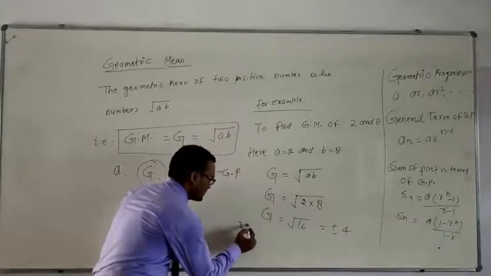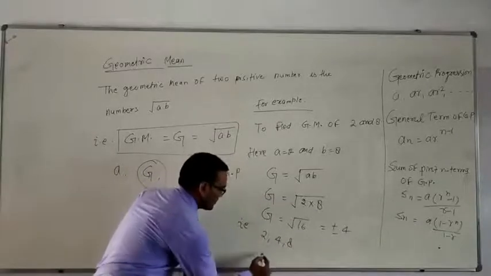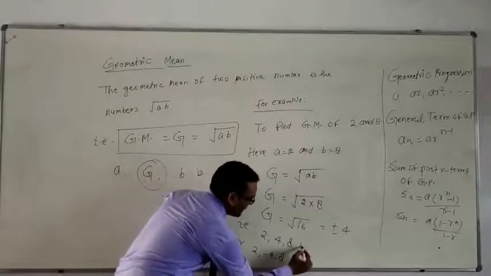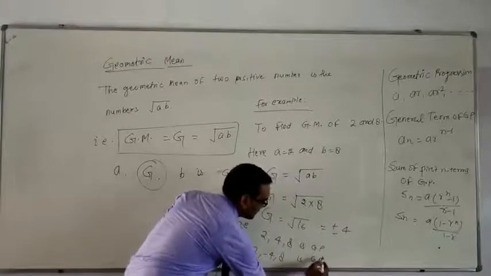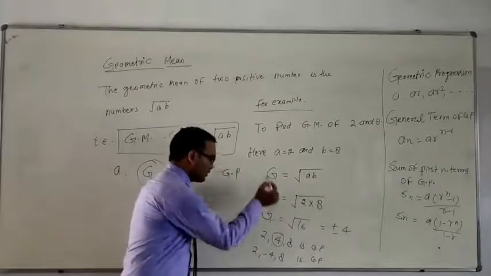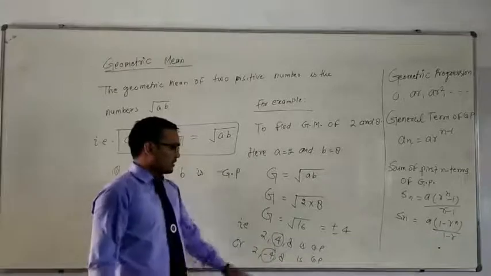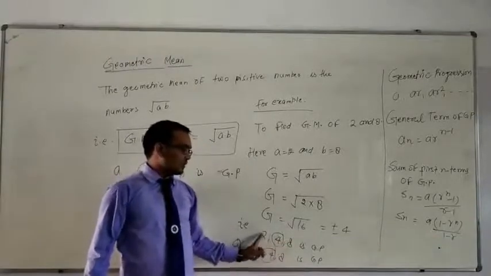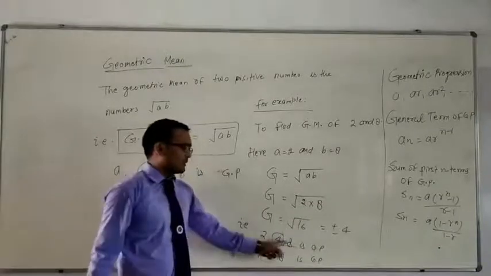That means 2, 4, 8 or 2, minus 4, 8 is a GP. Here the geometric mean is 4, and here the geometric mean is minus 4. Geometric mean means we insert numbers between 2 and 8 to make the resulting sequence a GP.